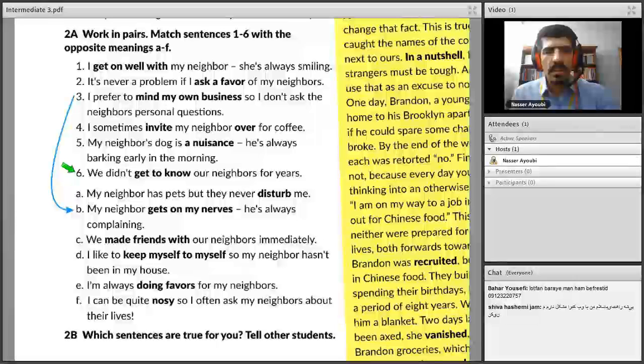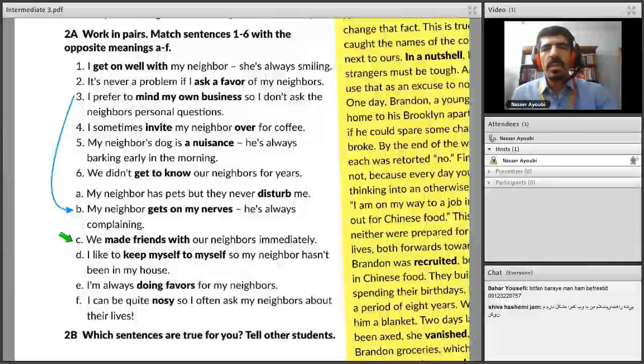Opposite of it is C. We made friends with our neighbors immediately, immediately after we moved to that new neighborhood. And so they are quite opposite each other.